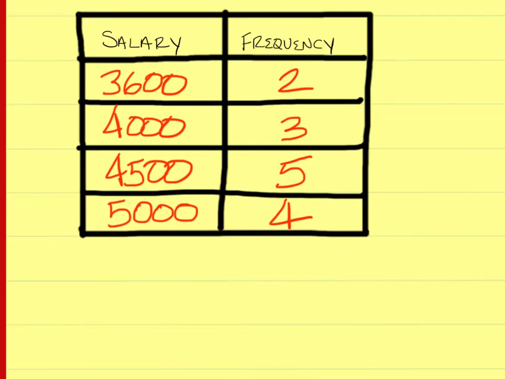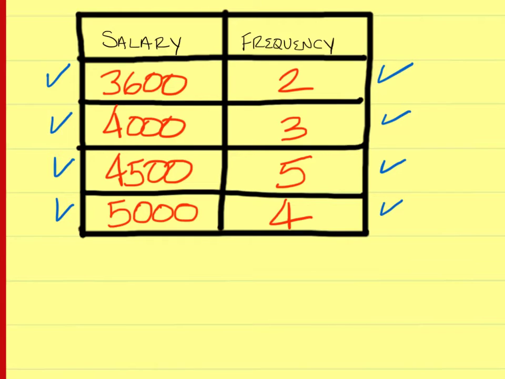You have a table here, and on the left-hand side, you have salaries. Somebody makes $3,600, another $4,000, the third one makes $4,500, and the fourth one makes $5,000. Those are salary amounts, and on the right-hand side is the frequency. It's how many people make that much money. So you have 2 people making $3,600, 3 people making $4,000, 5 people making $4,500, and 4 people making $5,000.